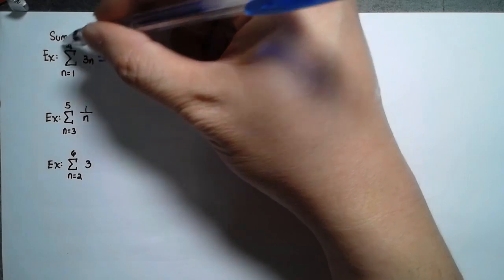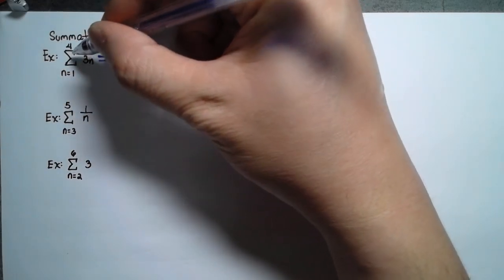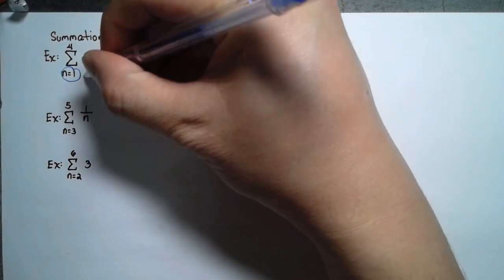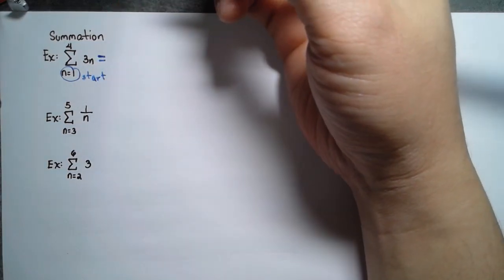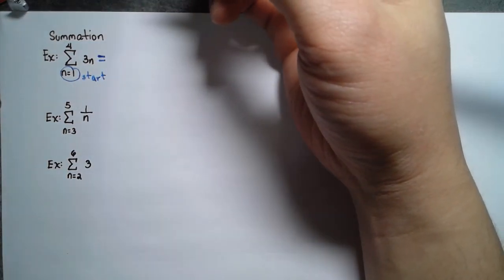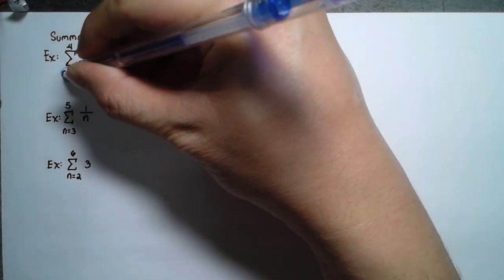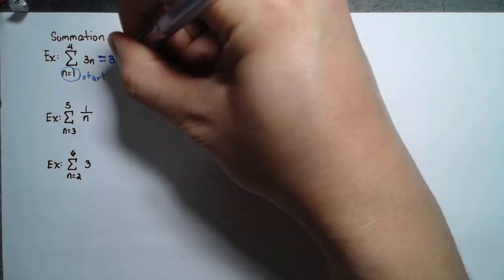Now when you see a problem like this, it means we are going to add, since this symbol is summation. The bottom part right here tells us what number we should start plugging in. So the first number that we plug in is 1, and that will replace n. So we end up with 3 times 1.